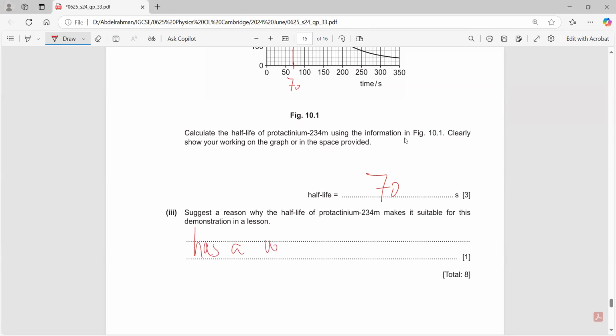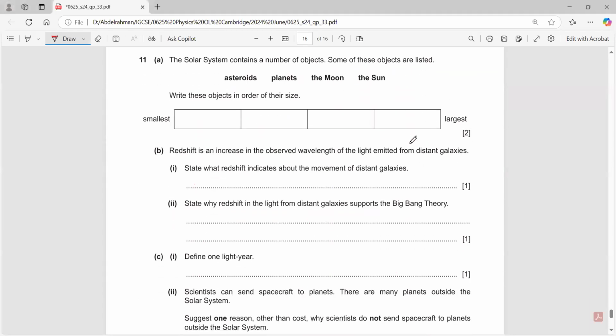It has a very short half-life. Okay, so it's not that dangerous. Yeah. Question 11.